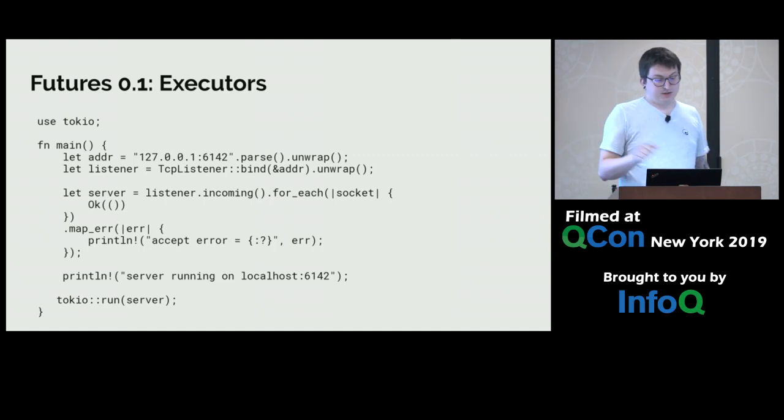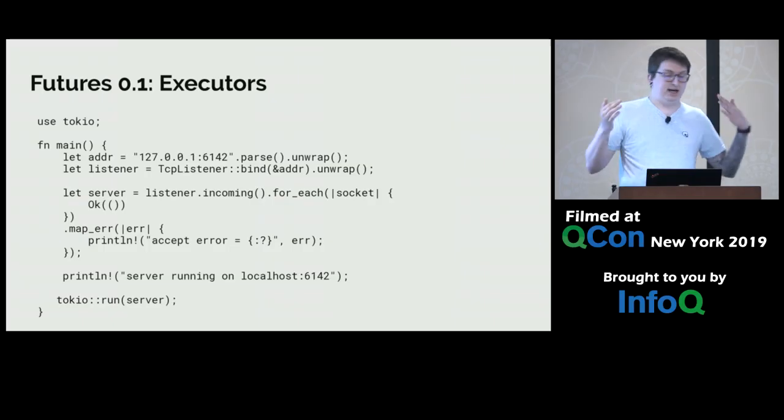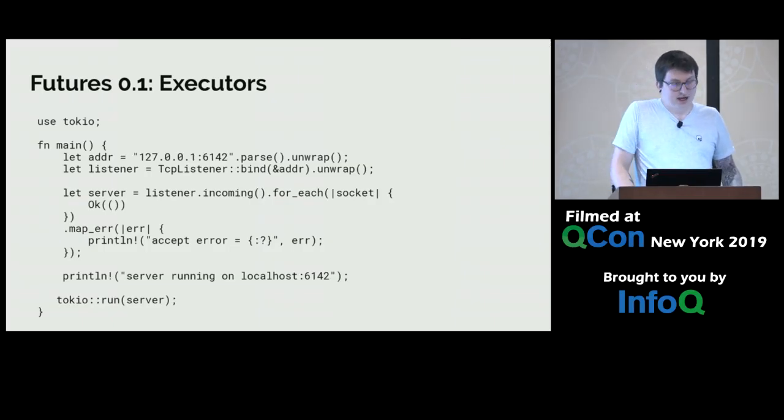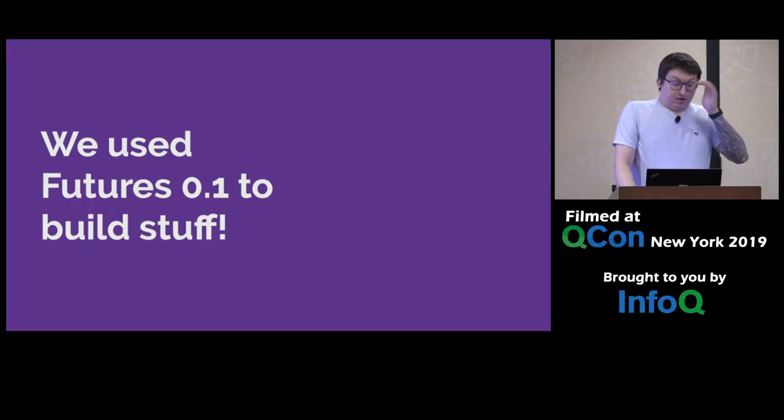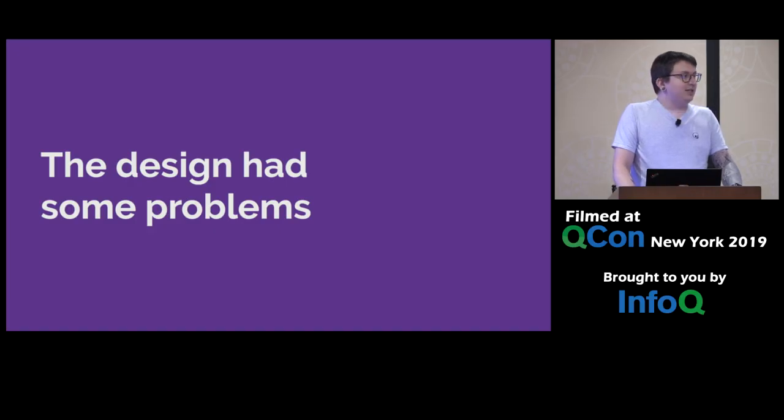And then at the bottom here, you'll see Tokio run. You're passing that server, like this chain of futures, into the executor, and it executes. So that's kind of like the model, the way that it worked in 2015. And so we needed to know if this is good or not, so we built a bunch of stuff on top of it. And that was really cool, but it also had some problems.